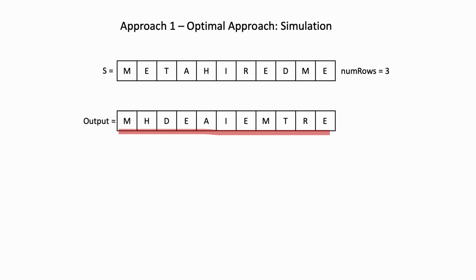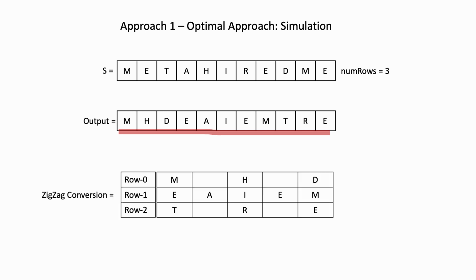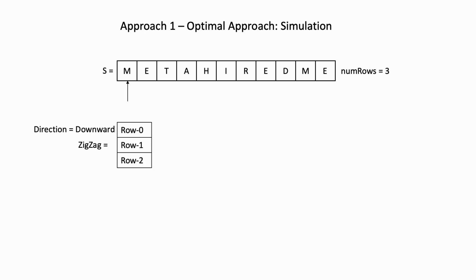And if you convert the input string to the zigzag conversion table, it would look like this. After you have converted the input string to this zigzag table, then we need to read the zigzag table row by row and create this expected output. For example, we'll read row 0 first, which would cover these 3 characters, then row 1, which would cover these 5 characters, and then row 2, which would cover these 3 characters.